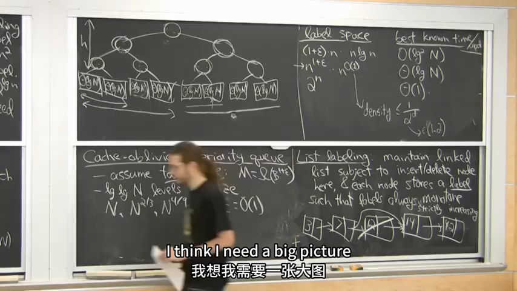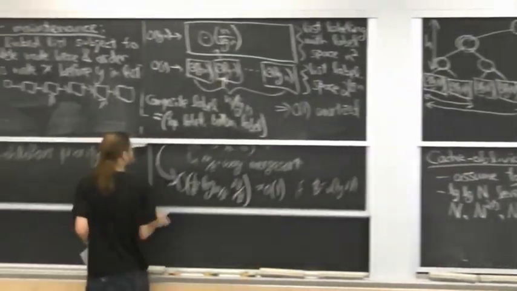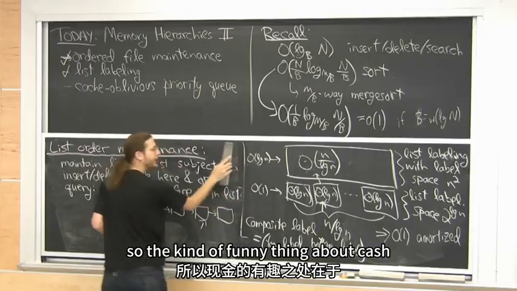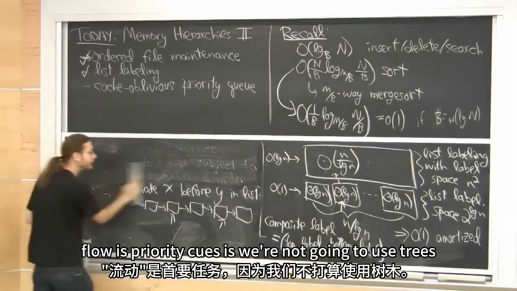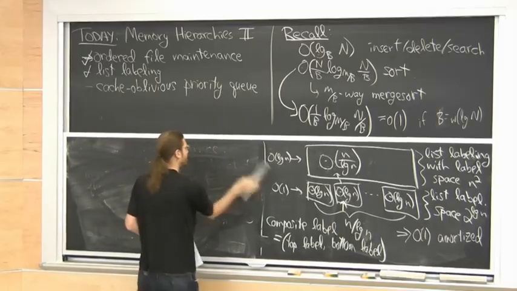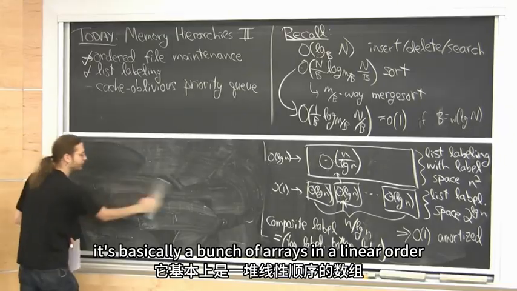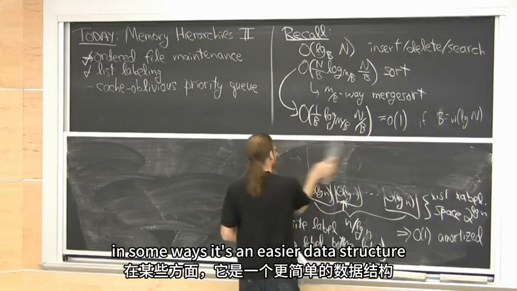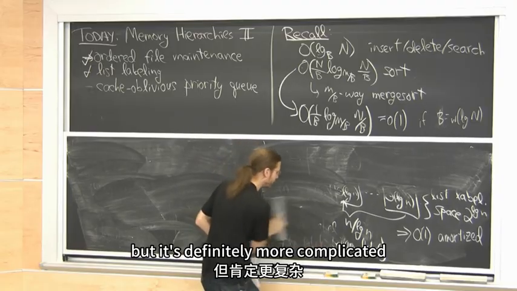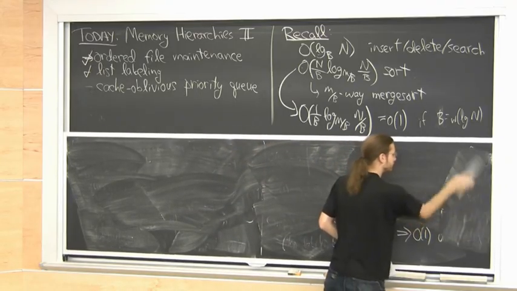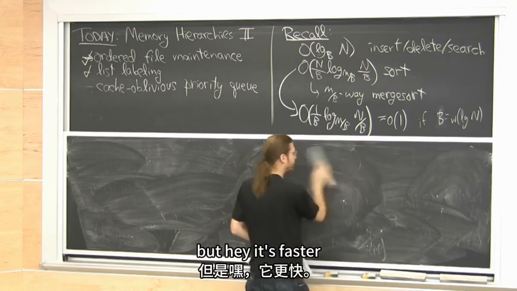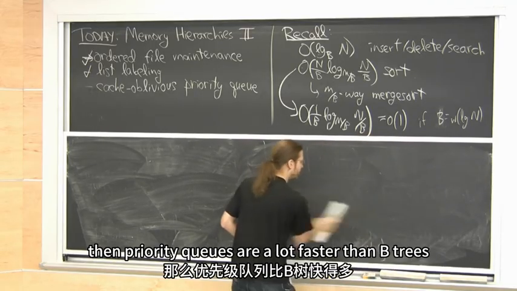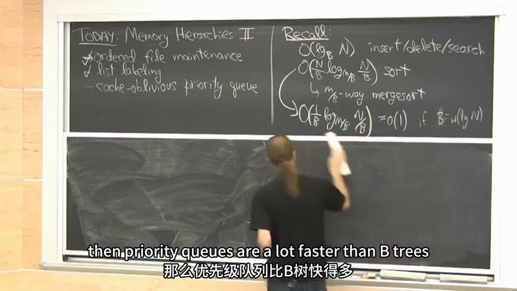I think I need a big picture. So the kind of funny thing about cache-oblivious priority queues is we're not going to use trees. It's basically a bunch of arrays in a linear order. In some ways it's an easier data structure, but it's definitely more complicated. But hey, it's faster than B-trees. If you don't need to be able to do searches, you just need to be able to do delete-min, then priority queues are a lot faster than B-trees.